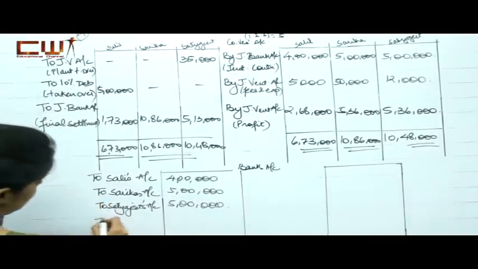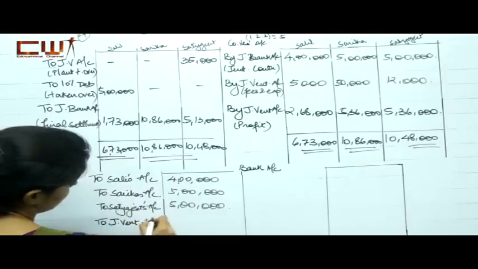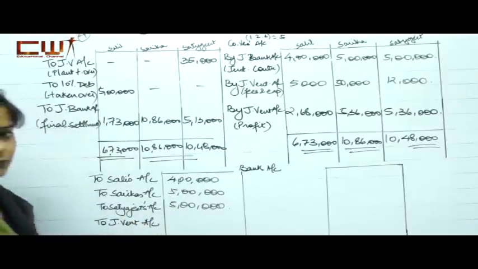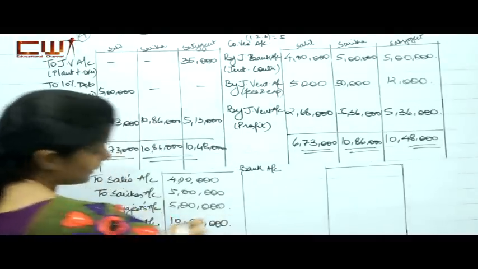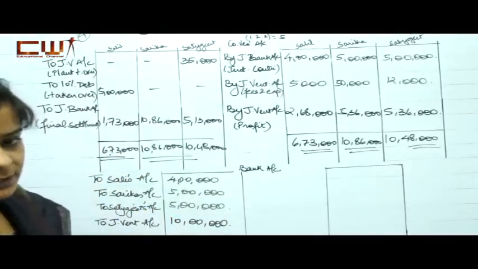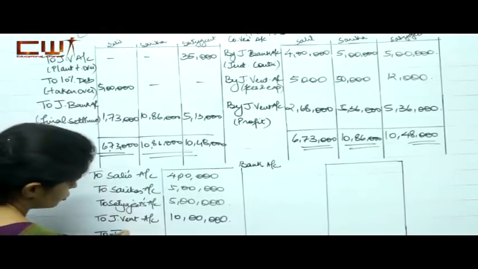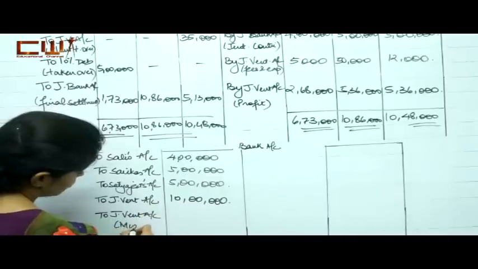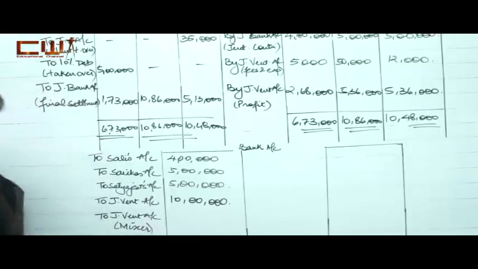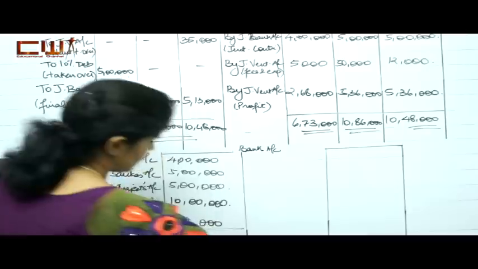To joint venture account, how much was that for? 10 lakhs, right? What else will come? You have the sale of the mixer, you are getting the money. So again, to joint venture account, you are getting money through the mixer. How much money are you getting through the mixer? 22,000. 22,000, right? That's it.